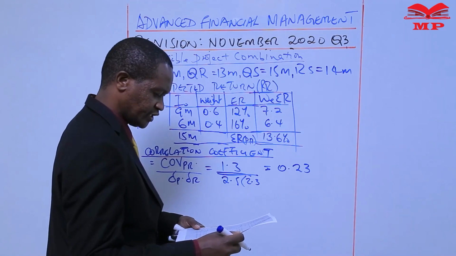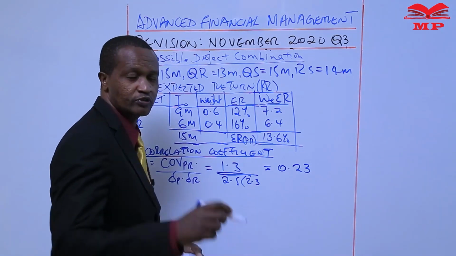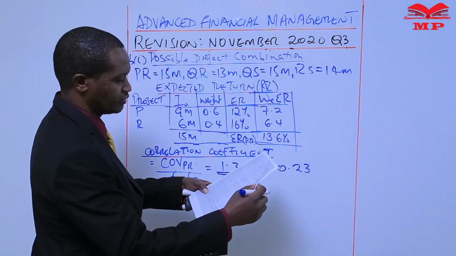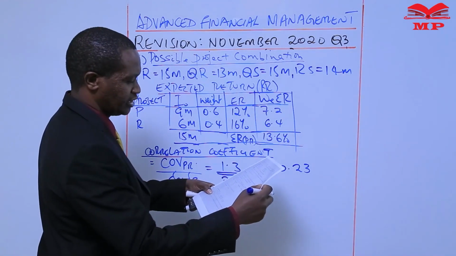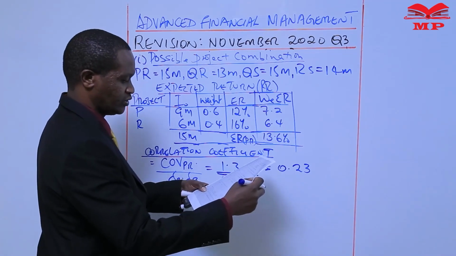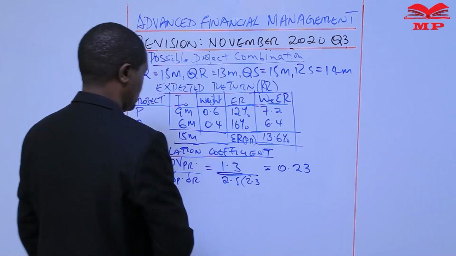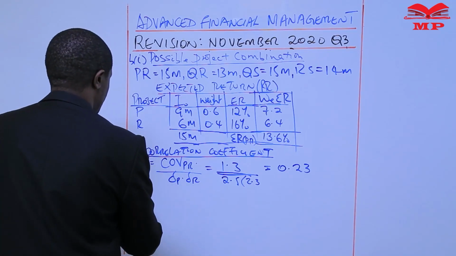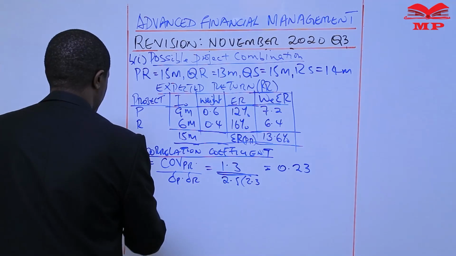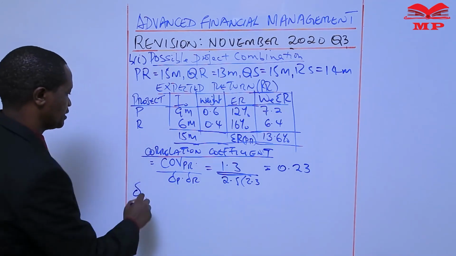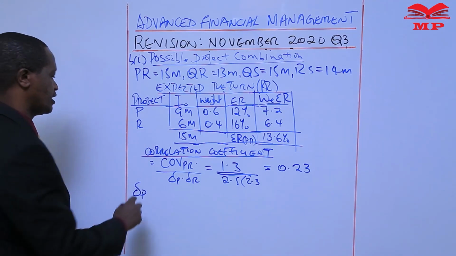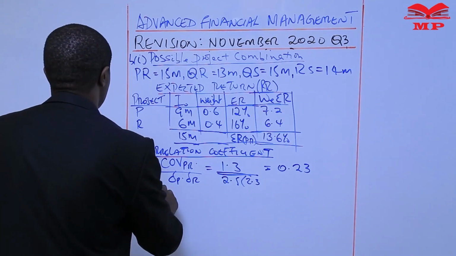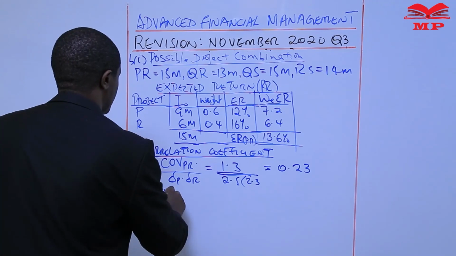Then we are required to compute the standard deviation. This is the standard deviation for the portfolio. We have the standard deviation for the individual projects. Here we'll compute the standard deviation for the portfolio. These are two projects. Standard deviation for project PR, candidates. The formula is that this is equal to the square root.